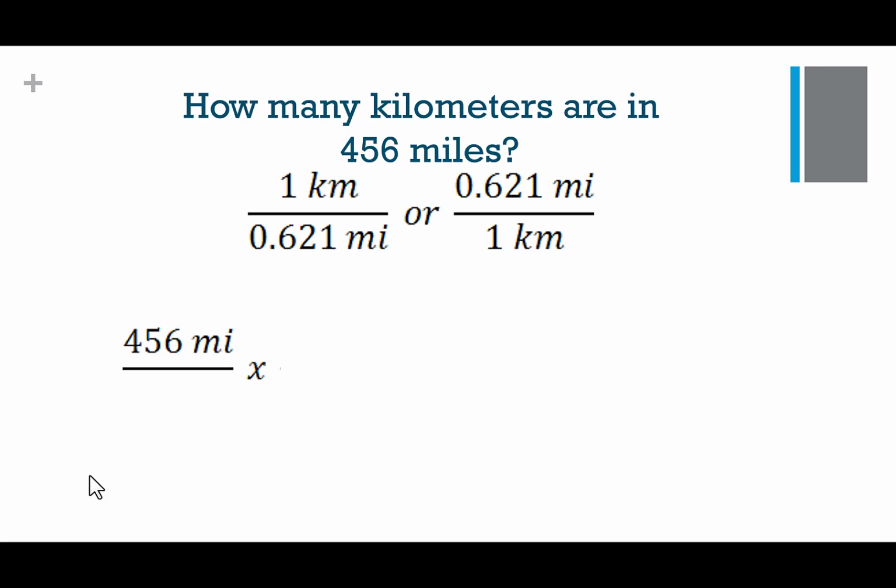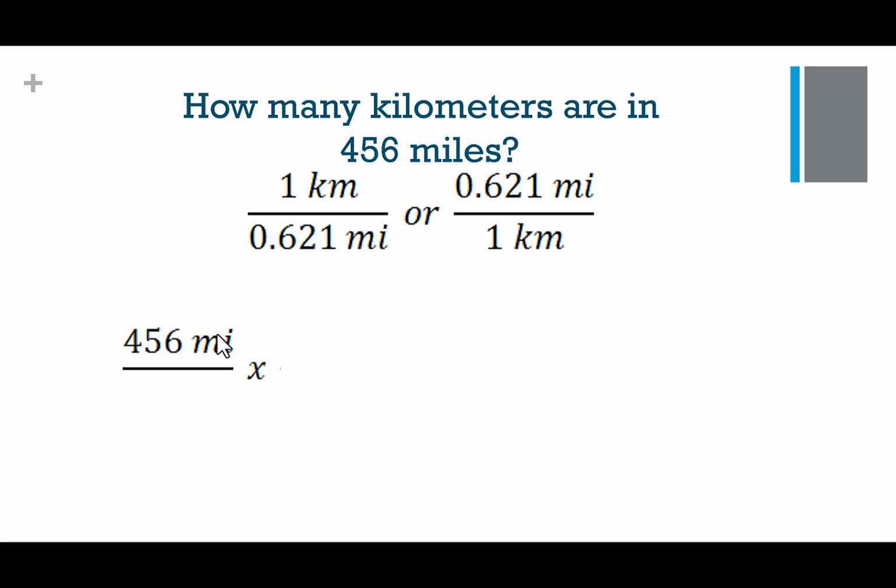The very first thing that we are always going to do for every dimensional analysis problem that we ever come in contact with this semester is write down the information that's given. Write down the measurement that was taken. So in this case, we started with 456 miles. That's going to be the very first thing that I write down.